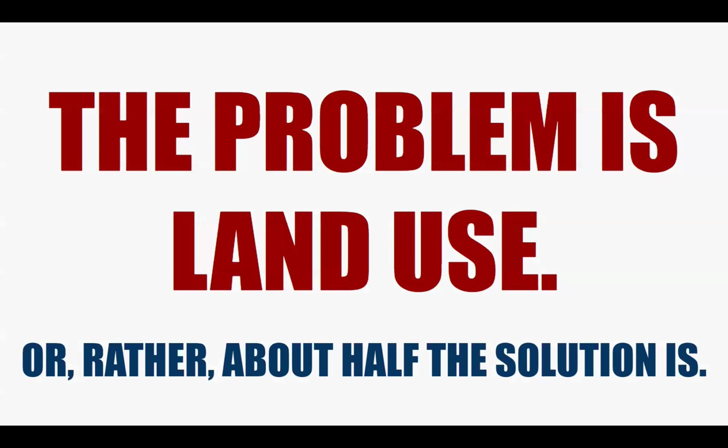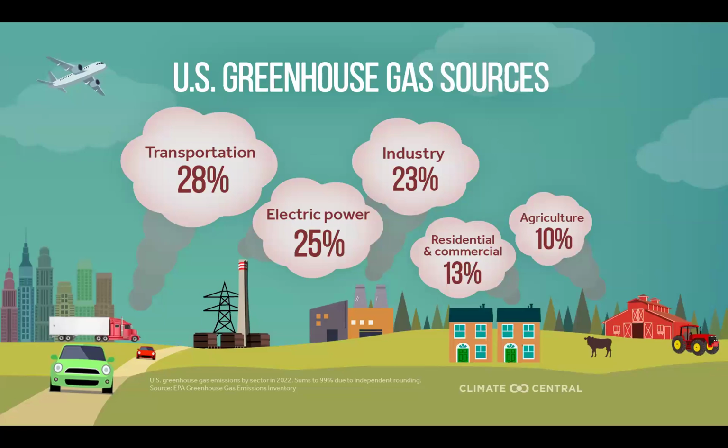So at the end of the day, for me, what the problem is and the solution, at least half of it, is land use. And this is where, yes, Knoxville comes in and where all you architects come in. So if you look at U.S. greenhouse gas emissions sources, this is from 2022. A lot of people don't realize transportation is actually the biggest sector when it comes to emissions, obviously, because we live in a car-dependent society.